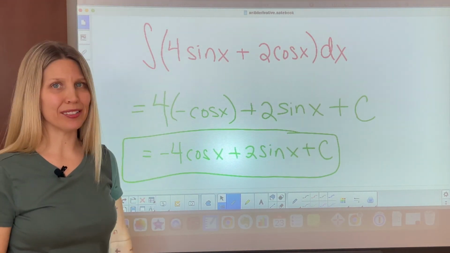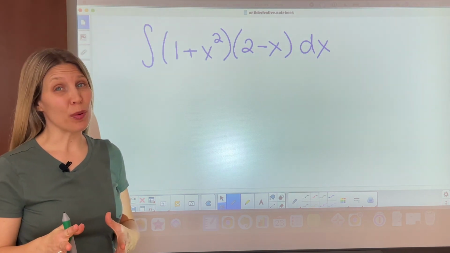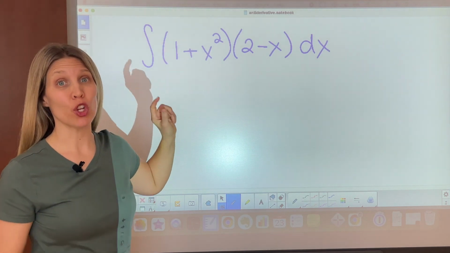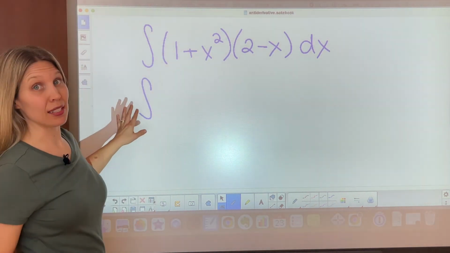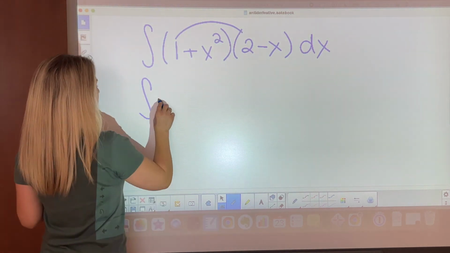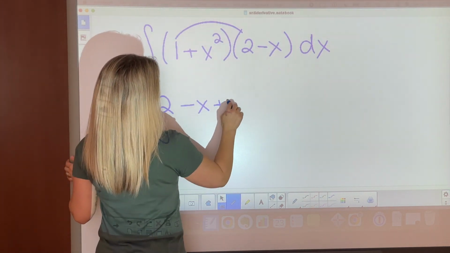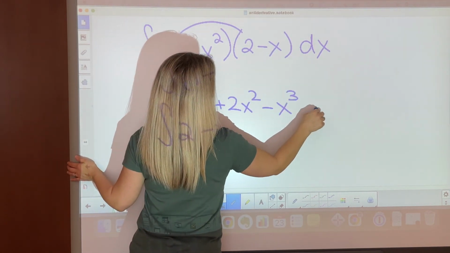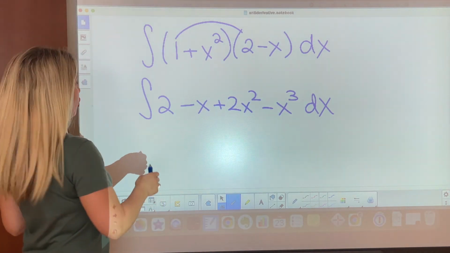That one was pretty easy. Then you're going to get problems like this. And here's the hard part. You cannot just integrate one parenthesis at a time. You're going to have to factor this thing out. So the integral, remember this has to stay there if you're not integrating yet. And now we're just going to factor 2 times 1, negative x plus 2x squared minus x cubed dx. So now we can go through and just integrate each part.